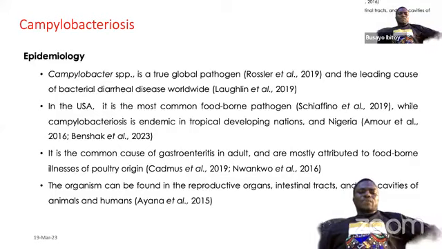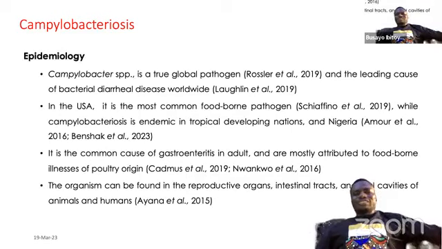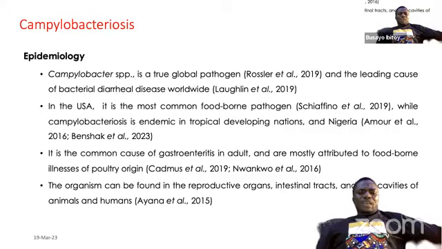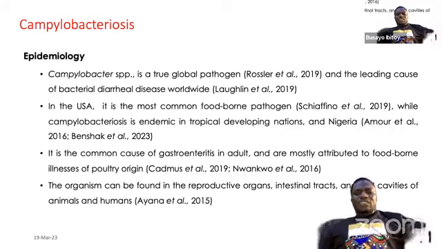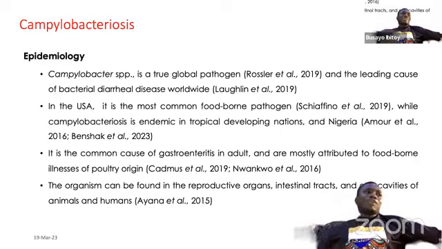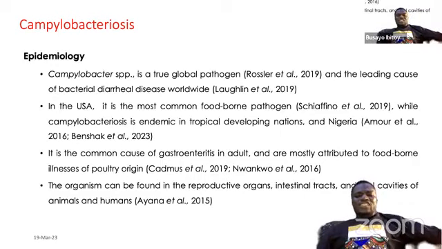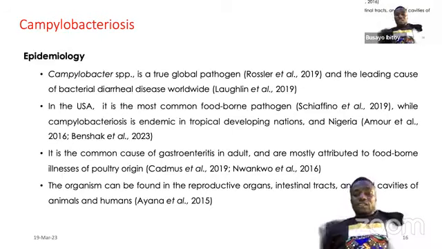In the US, Campylobacter is a common cause of foodborne illnesses, while in developing nations like Nigeria, human Campylobacteriosis is endemic, and it is due to Campylobacter. Campylobacter is a common cause of gastroenteritis, and it is mostly attributed to foodborne illnesses of poultry origin, as reported by Inwako et al. 2016 and Cadmos et al. 2019.